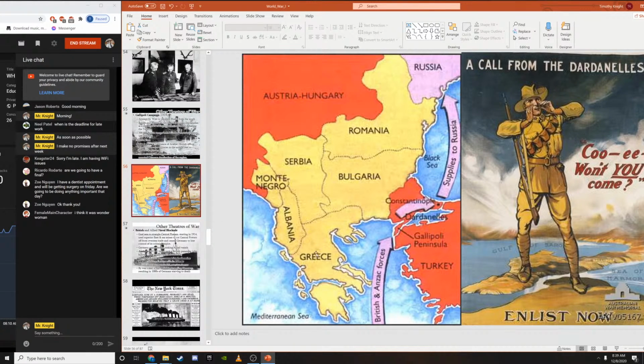And here you can see again the map where they were trying to get through the Gallipoli Peninsula over through the Dardanelles Strait. They were unsuccessful in doing so, and Russia never ends up being able to be supplied by France and Britain effectively. And here you can see an Australian troop over here. This is some war propaganda. A call from the Dardanelles, Cooey, won't you come over here to the Dardanelles Strait to help us out? So this is some Australian war propaganda from World War I, which you don't see too often.